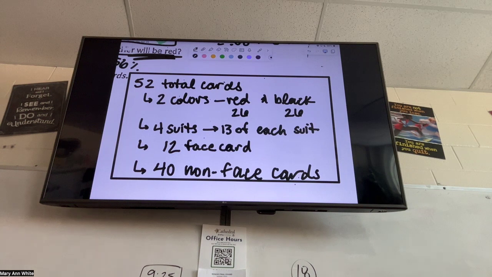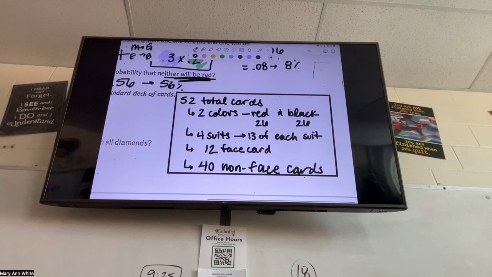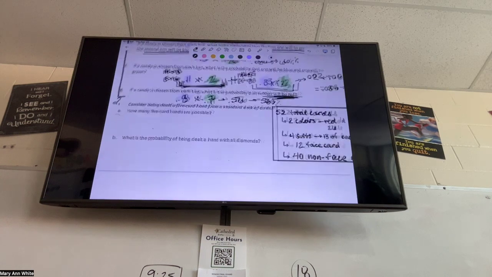So if I'm asking you the probability of getting all reds or all aces or all spades, we have these numbers to go back to and you don't have to calculate it every time. Okay? Everybody good so far? Okay. All right, so let's continue.